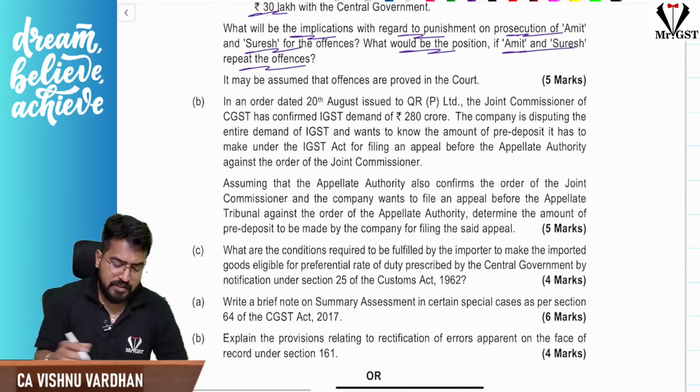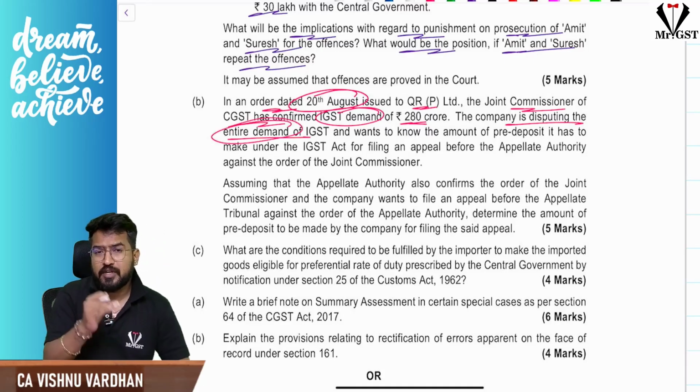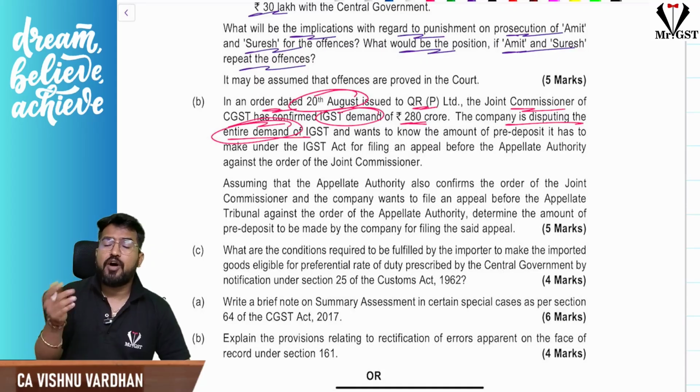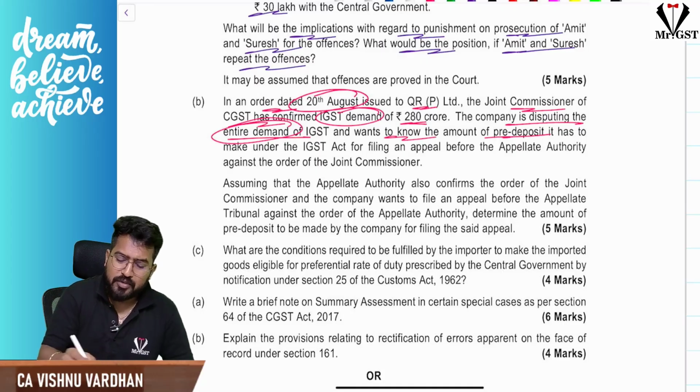See, there is an order dated 20th August. The Joint Commissioner confirmed that the IGST demand is 280 crores. The company is disputing the entire demand. This is important because if you are disputing only part of the amount, you should make the pre-deposit only on that; whatever you are disputing, you should deposit before going for an appeal. This question is regarding appeal. They want to know about the pre-deposit for an appeal before the appellate authority.